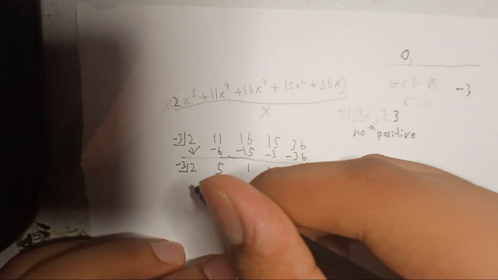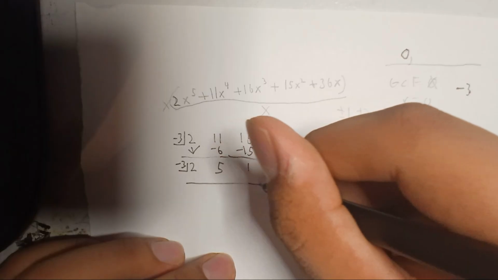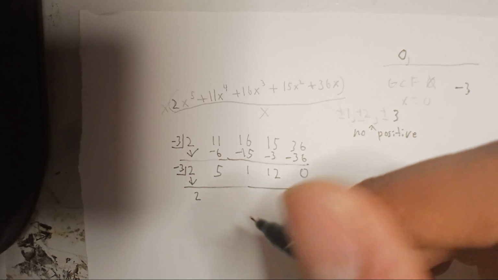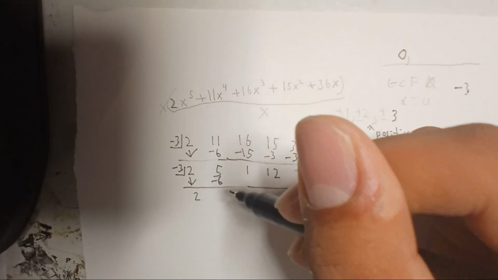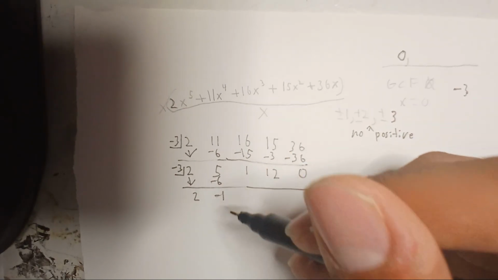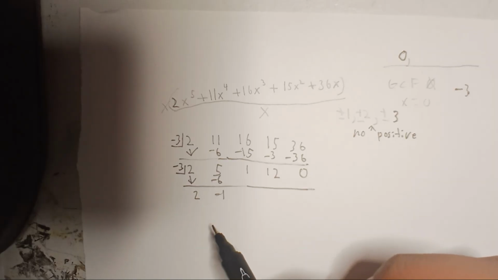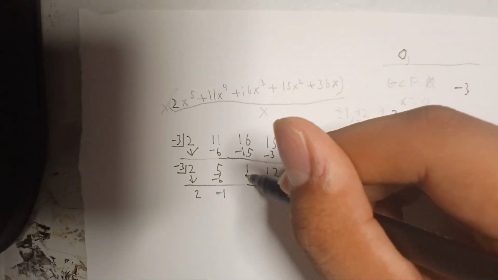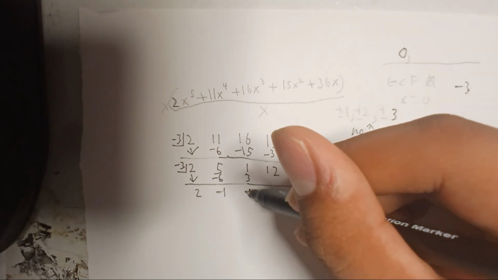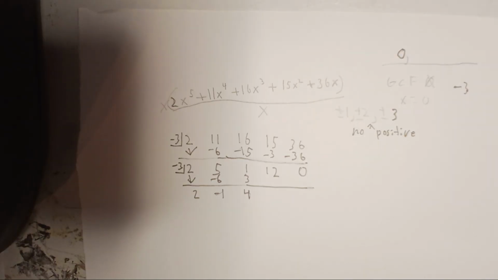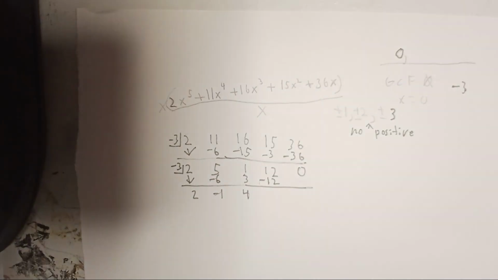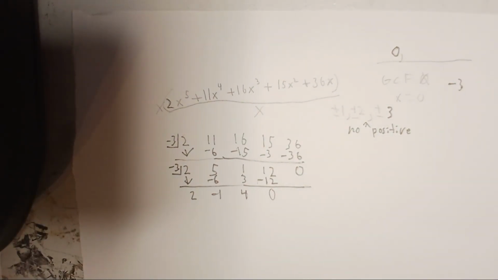Okay, so same process as before. Please don't run out of ink. Bring down the 2, as I have right there. 2 times negative 3 is negative 6, alrighty. And negative 6 plus 5 is negative 1. And then negative 1 times negative 3 is positive 3, because a negative times a negative is positive. Positive 3 plus 1 is 4. And then 4 times negative 3 is negative 12, which means, boom, 0.